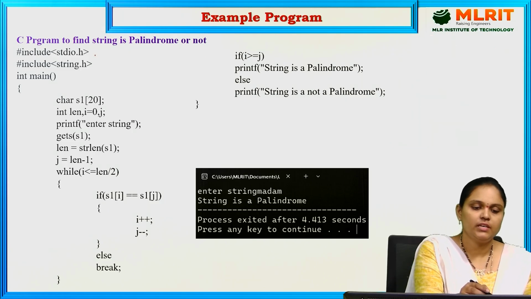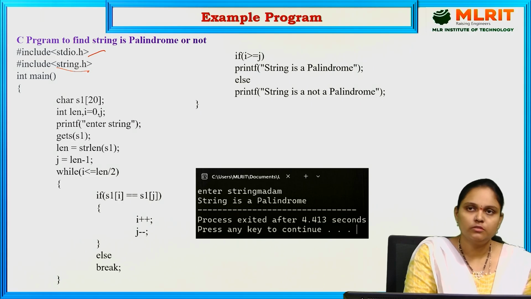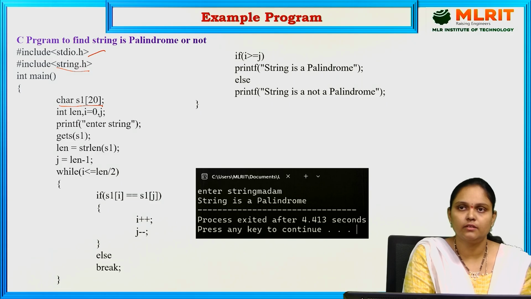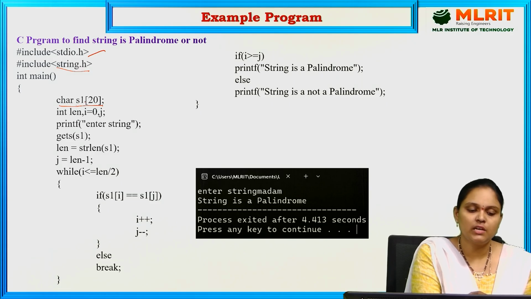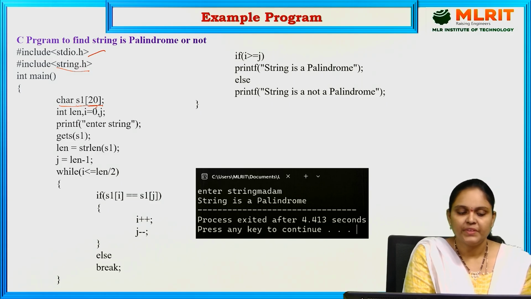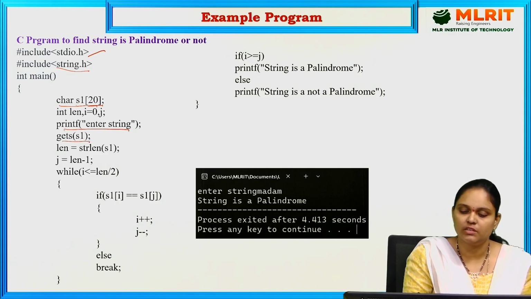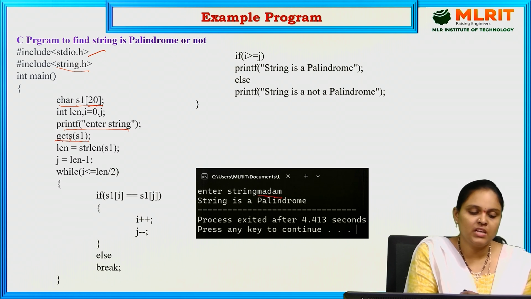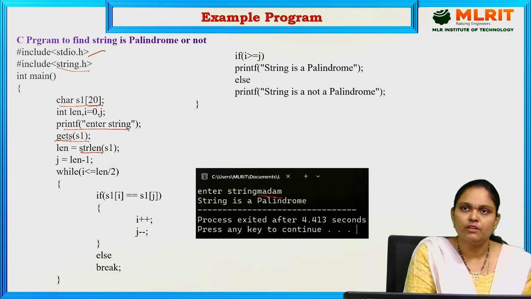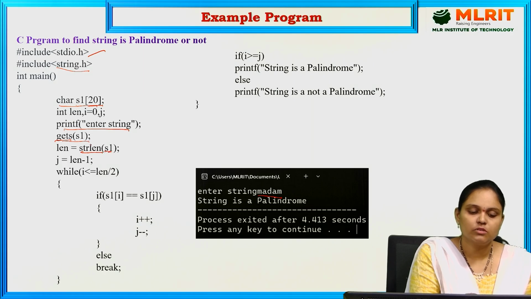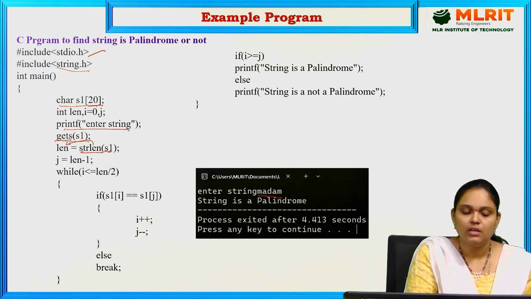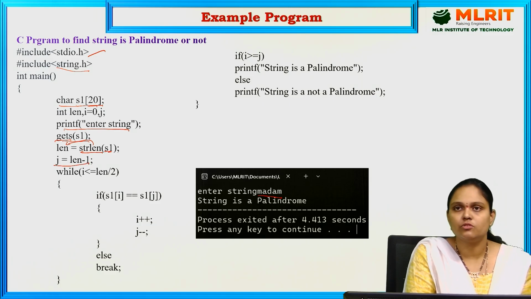Next, here we are taking the header file string.h, because we are using some string handling functions. Next we have taken one string variable, S1, and the size we have is 20. Then by using this printf statement, we are asking to enter the string, and by using this gets function we are reading that particular string. By using strlen, we are finding the length of the S1 string. That we are assigning into the length variable, and one more variable that we are using, j, is equal to length minus 1.